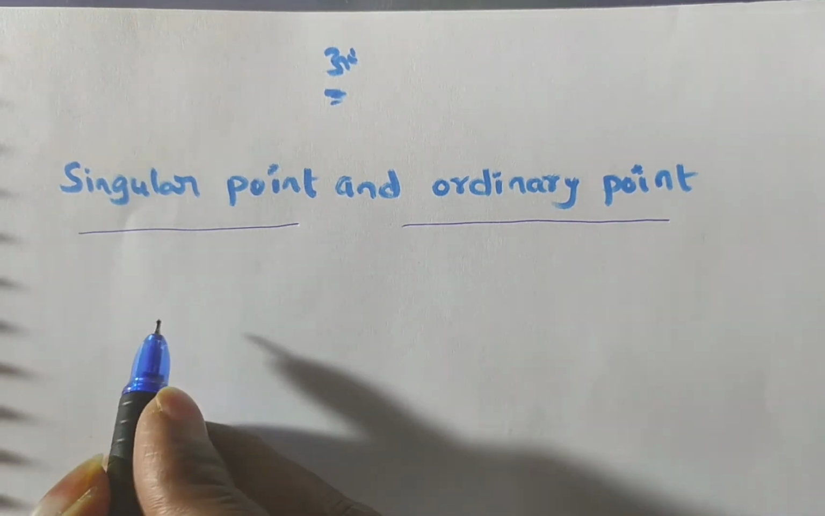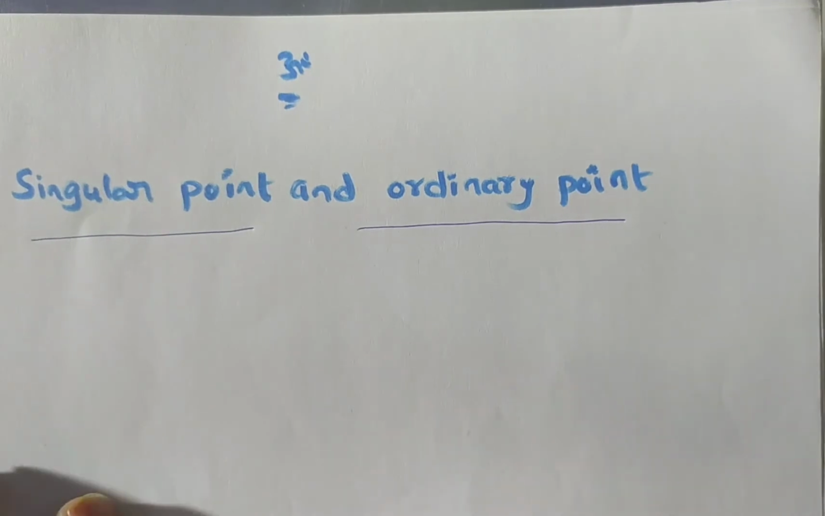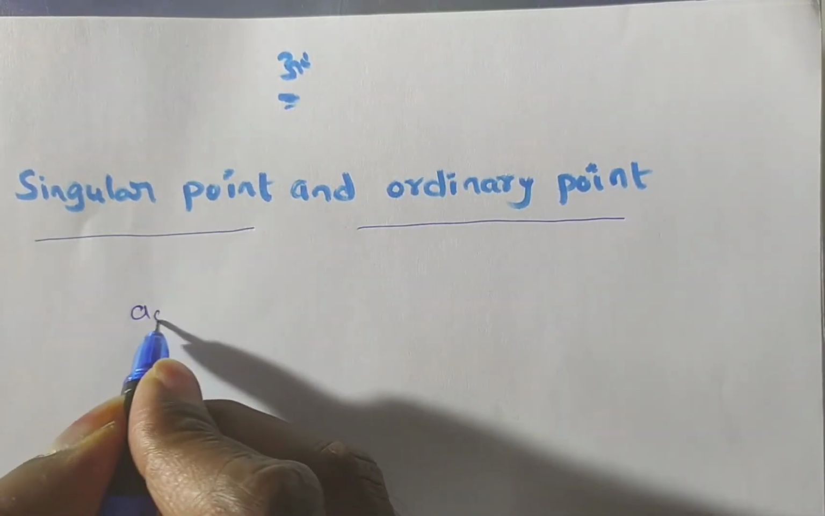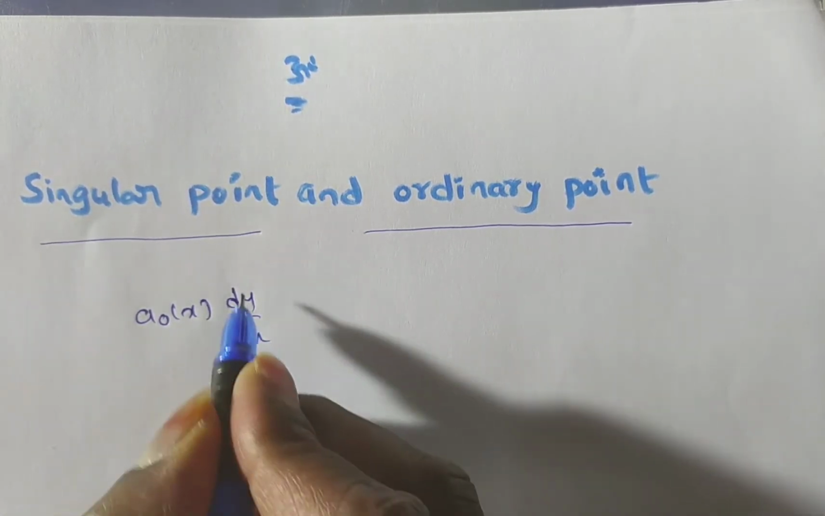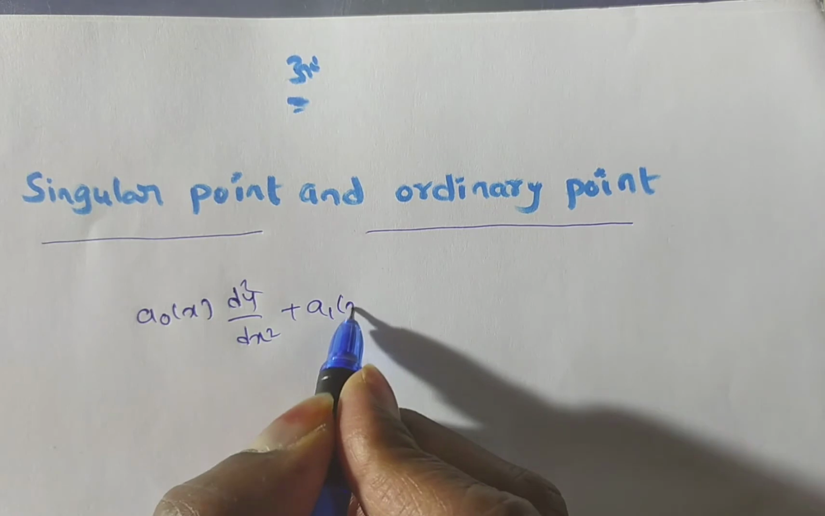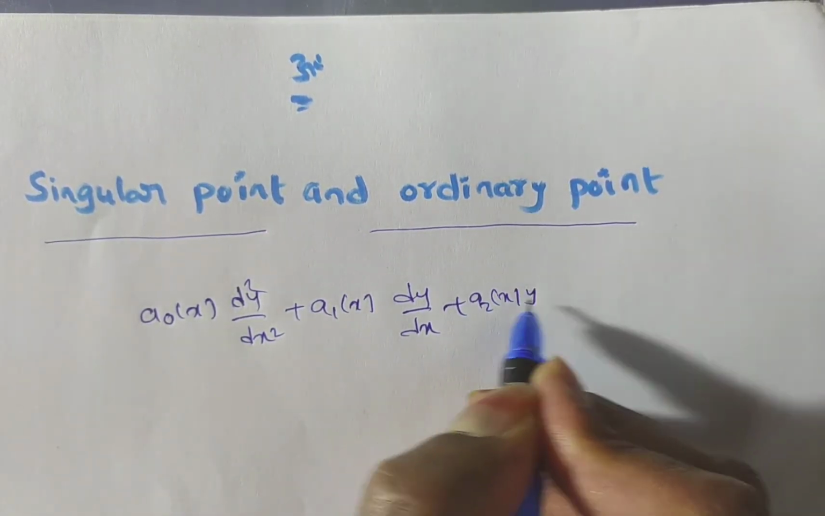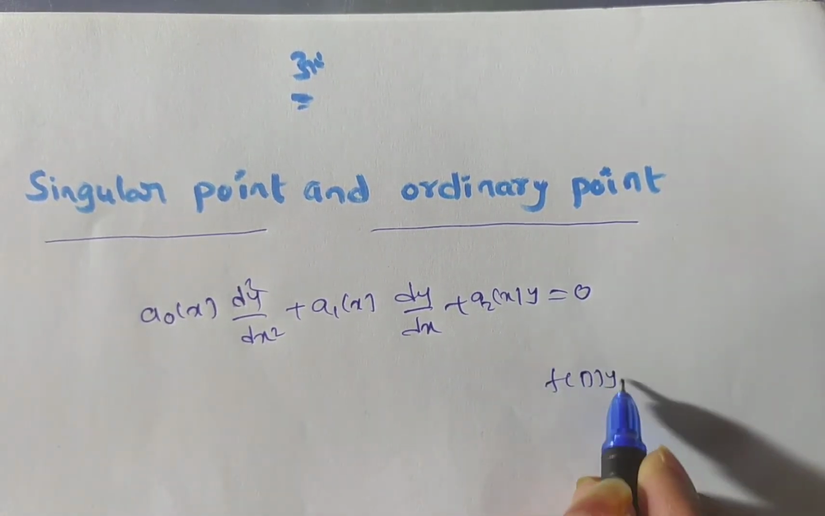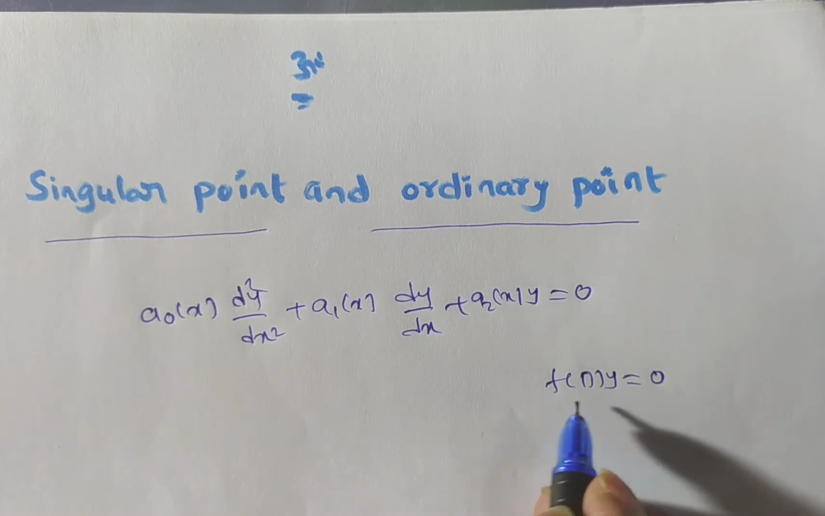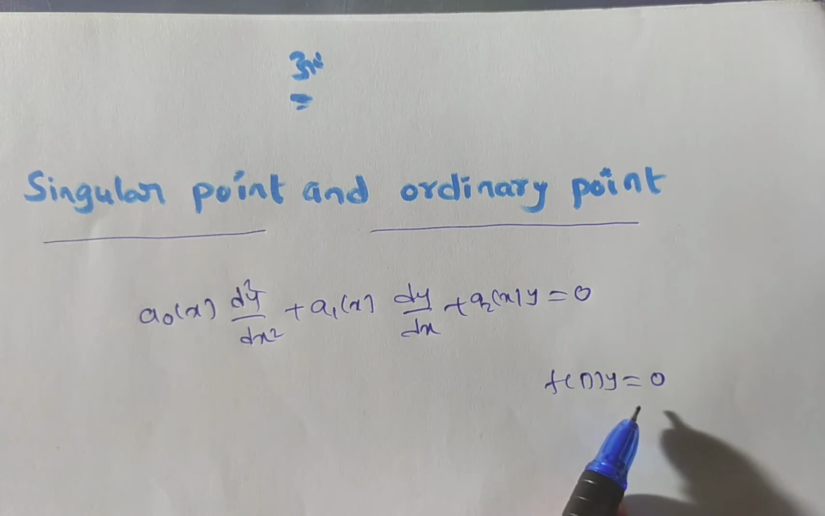Now, what is meant by singular point or ordinary point? We have to consider the second order differential equation of the form a0(x) d²y/dx² plus a1(x) dy/dx plus a2(x) y equals 0. See here, it is like f(D) y equals 0 only. So it is an ordinary differential equation of order 2, and we know that the solution will have the complementary function only, y equals complementary function.